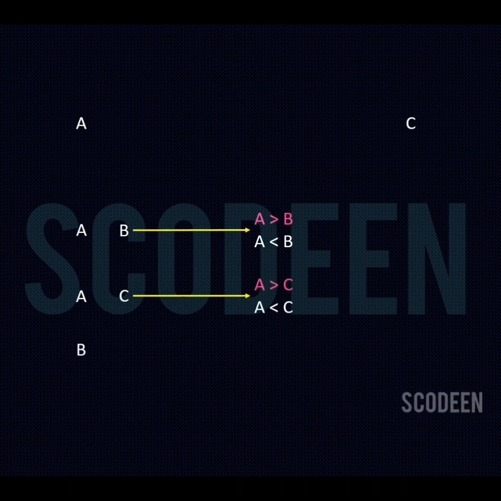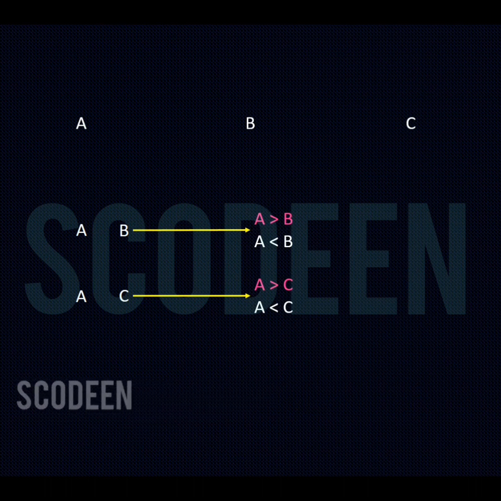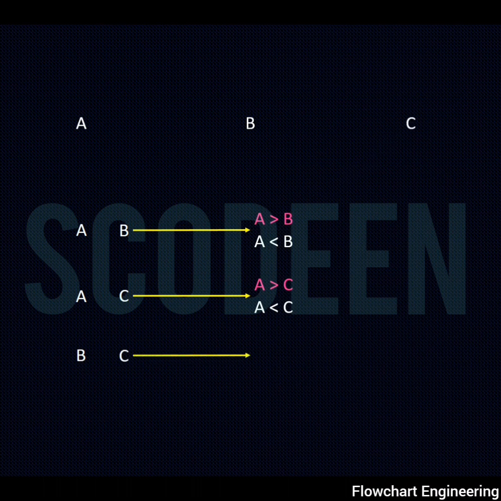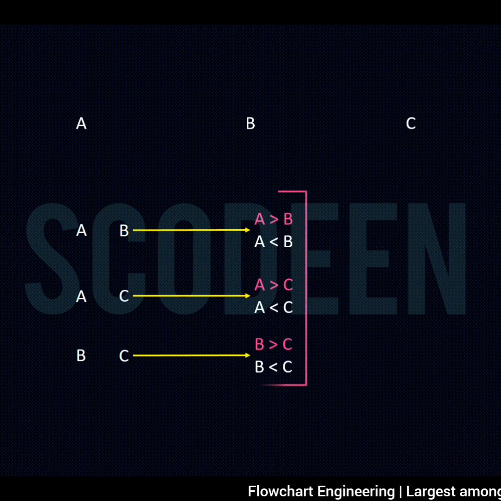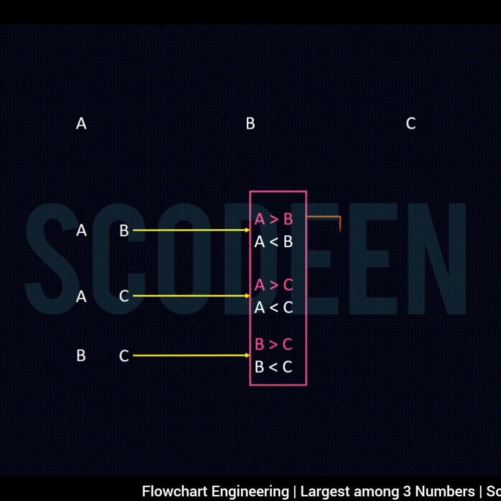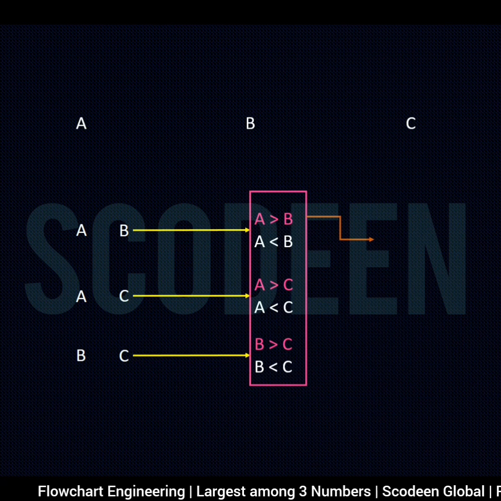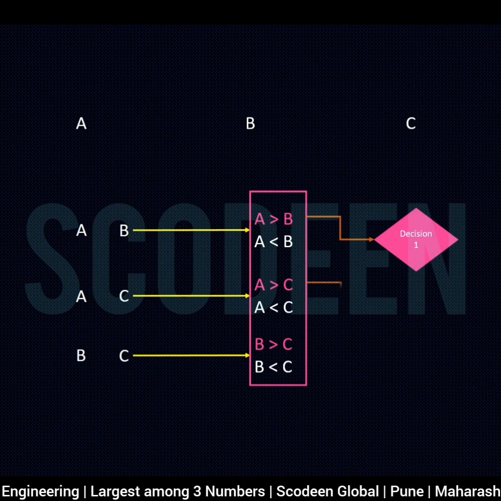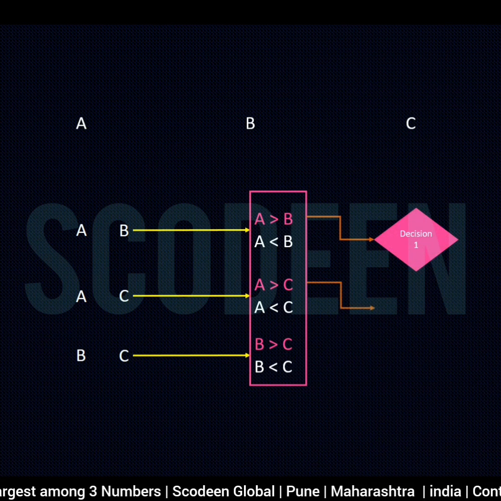Next, B will be compared with C. It will also have two options. B can be greater than C or B can be less than C. So that means what we observe here, three conditions and three decision boxes will be there. Decision 1, decision 2 and decision 3.